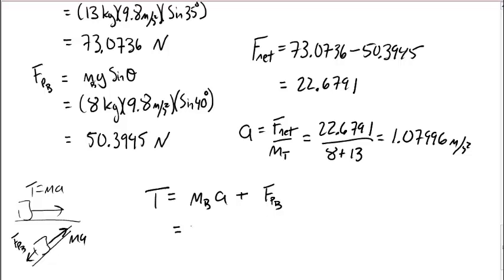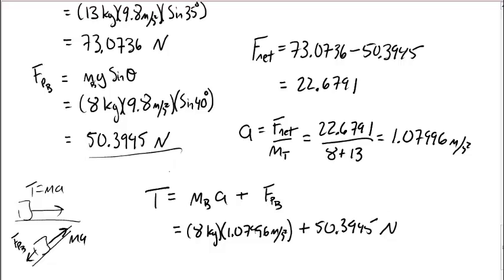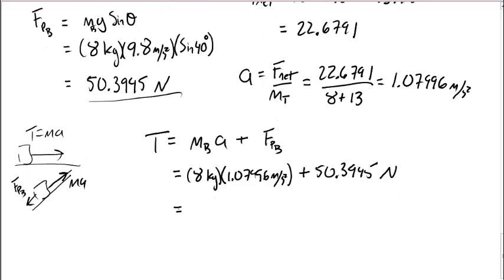And that is 8 kilograms times 1.07996 meters per second squared plus 50.3945, which is what we just calculated earlier, the parallel force acting on B. Meaning the total tension in the rope is 59 newtons.